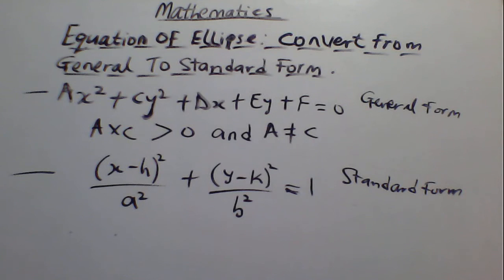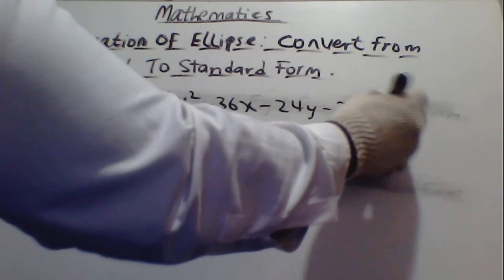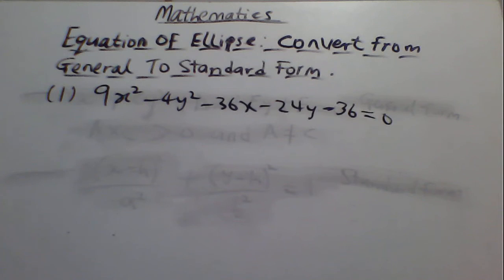In this case, you will be given an example to convert from the general form to this form: 9x squared minus 4y squared minus 36x minus 24y minus 36 equals 0. You are required to convert to standard form. This can be obtained by the use of completing the square.